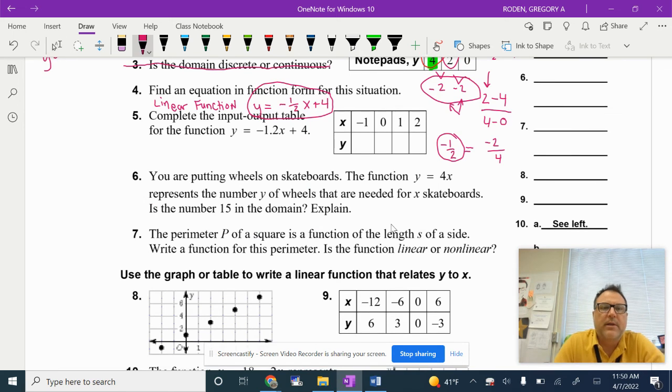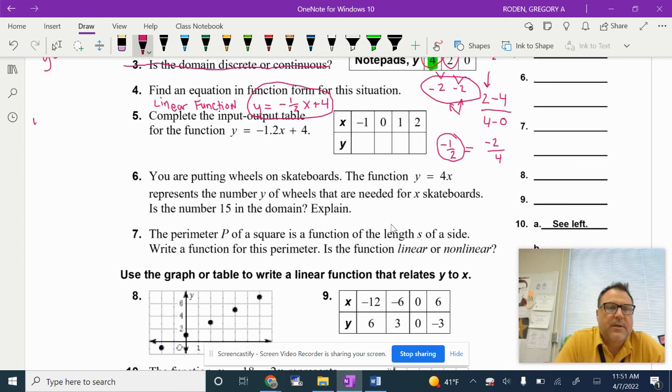All right. Complete an input-output table for the function y equals negative 1.2x plus 4. Okay, well, we can do that. Well, what's the first input? My input is my x value.